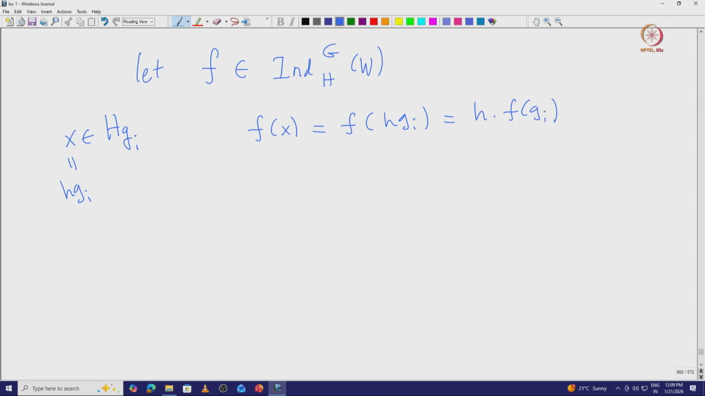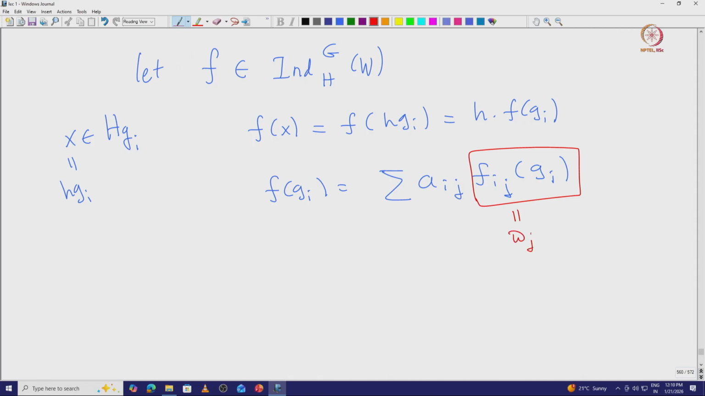Now we can rewrite this f of gi in terms of the basis elements. You rewrite this as the sum of aij fij of gi, because this fij of gi is nothing but wj. So, this tells us what f should be. Now it is easy to see that f is exactly the sum over ij of aij fij. Why is this true? Just take this x and evaluate.